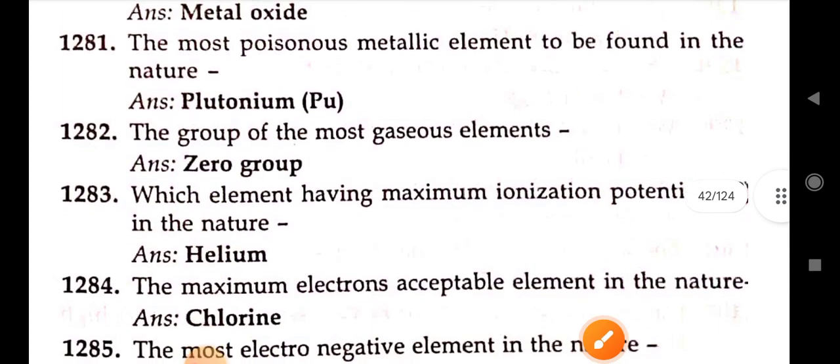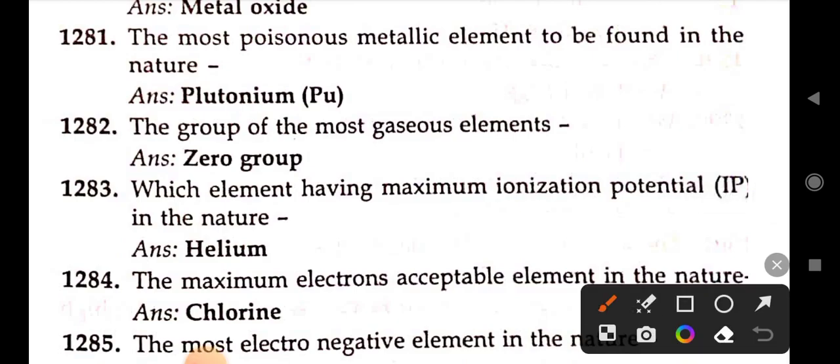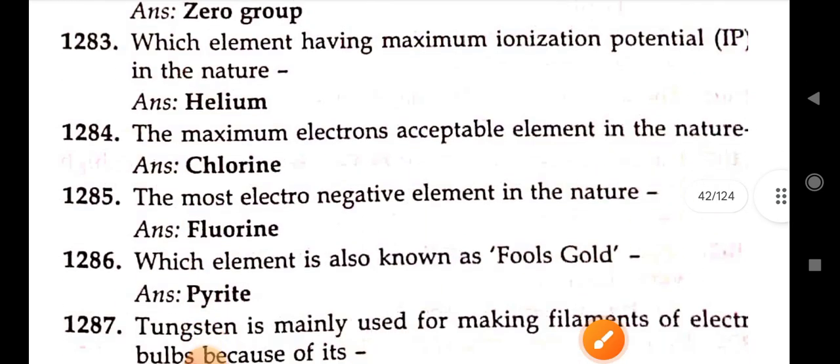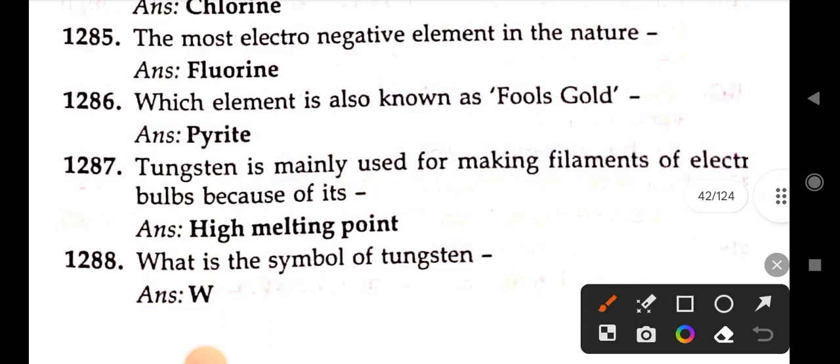Next, the most poisonous metallic element found in nature is plutonium, Pu. The group of most gaseous elements is the zero group. Which element has maximum ionization potential, IP, in nature? Helium. The element that accepts maximum electrons in nature is chlorine. Next, the most electronegative element in nature is fluorine.